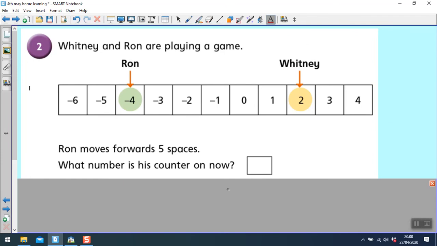Whitney and Ron are playing a game. So Ron is currently at negative 4, Whitney is currently on the number 2. Ron moves forward 5 spaces. What number is his counter on now? So if he's going forwards, got to jump 5 spaces. So have a think about what number he will be on. So negative 4, add 5 is 1, 2, 3, 4, 5, which is the number 1.